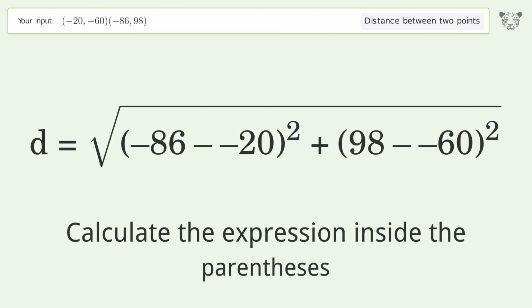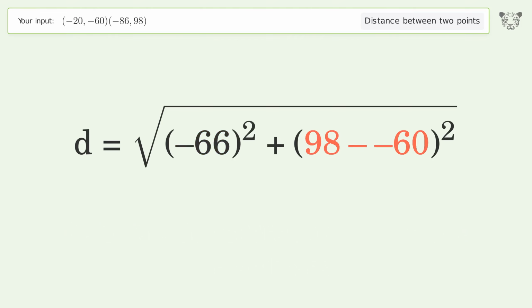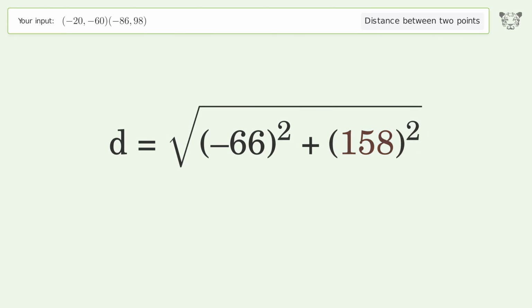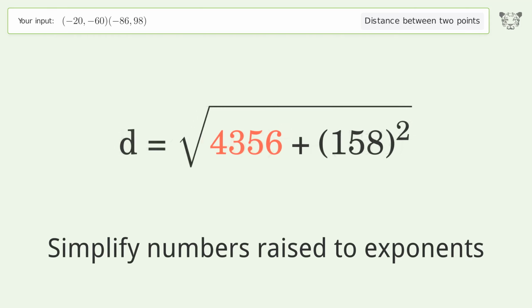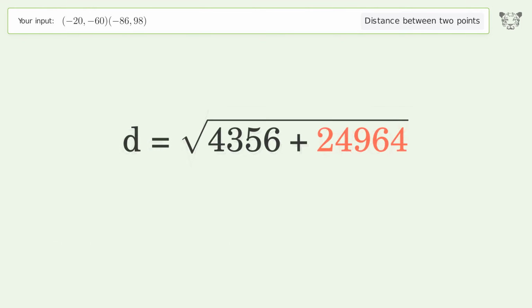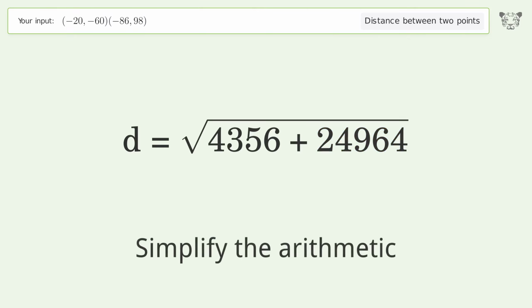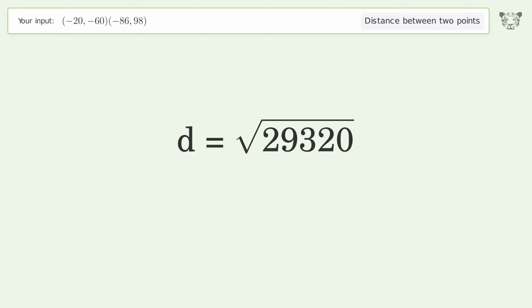Calculate the expression inside the parentheses. Simplify numbers raised to exponents. Simplify the arithmetic. And so the distance between the 2 points is the square root of 29,320, or 171.231.